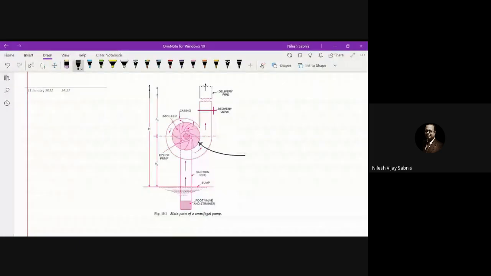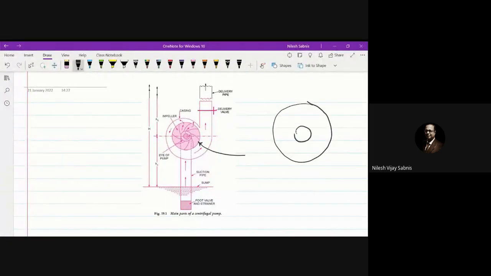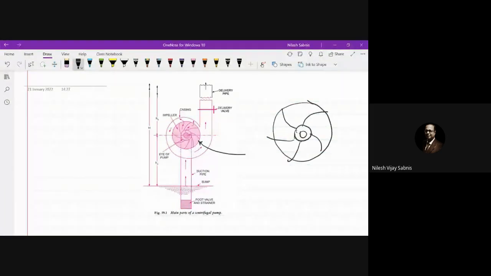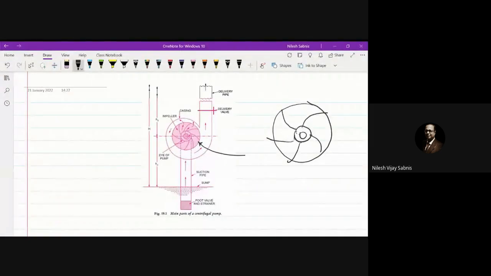It consists of series of backward and curved vanes. So this impeller, if we consider this as the impeller, then here is the eye of the impeller, and it has number of vanes, which we call as blades. Curved vanes are there. The impeller is mounted on a shaft which is connected to the shaft of electric motor. It rotates with certain velocity, and water enters to that impeller from the center, which is called as the eye of a pump.